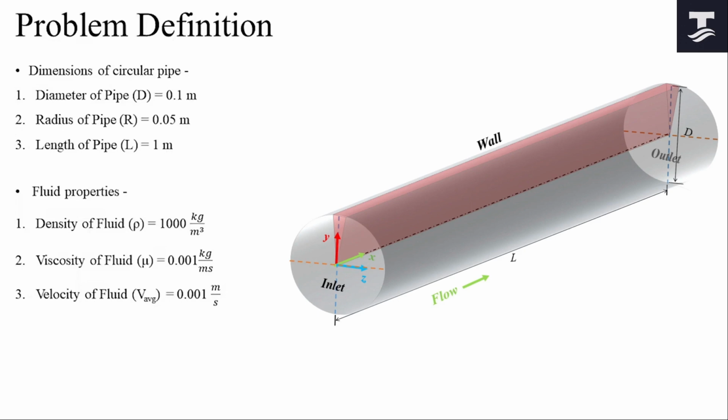A uniform inlet velocity of 0.001 meters per second is applied at the inlet. At the outlet, a pressure outlet condition is used. The Reynolds number is approximately 100, so the flow remains laminar.